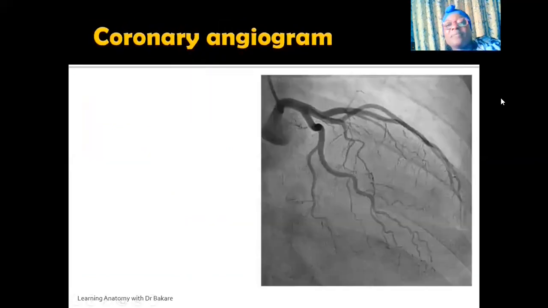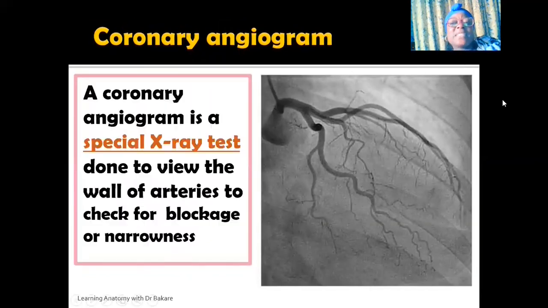Coronary angiogram. A coronary angiogram is a specific type of radiographic test or examination that is done to view the wall of the coronary vessel. This is used to check whether there is occlusion or stenosis of the wall of the coronary vessel. The region where we have occlusion or stenosis will be seen through this presentation.